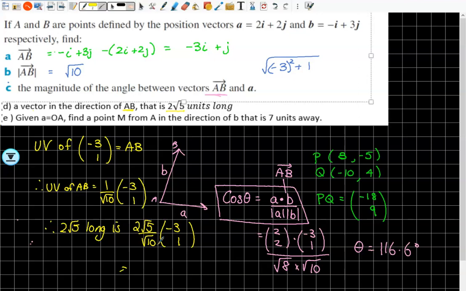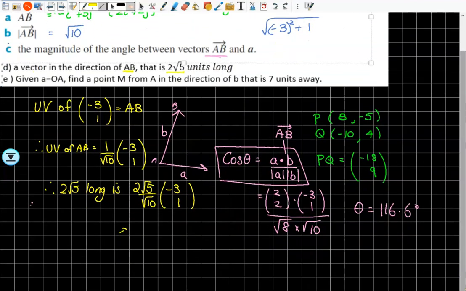So A is OA. Find a point M from A in the direction of vector B, which is 7 units away. That wasn't worded very well. So basically, there's a point that is 7 units away from A, that's in the direction of B. Now, I think I can see people going, ew, but if we were to draw this out, I'm hoping you would then go, yeah, okay.